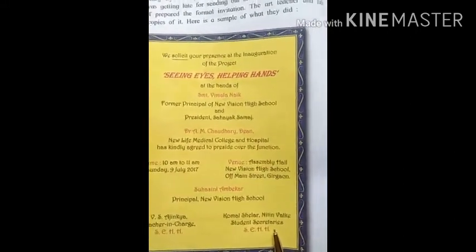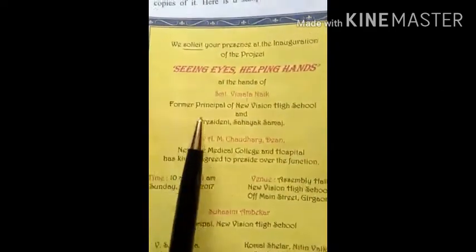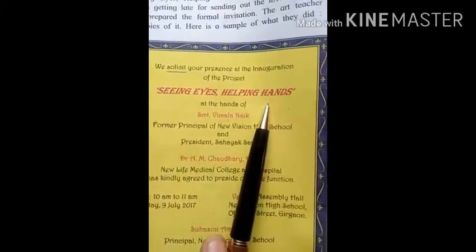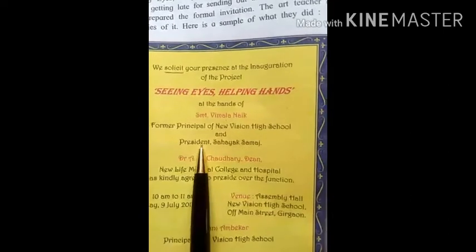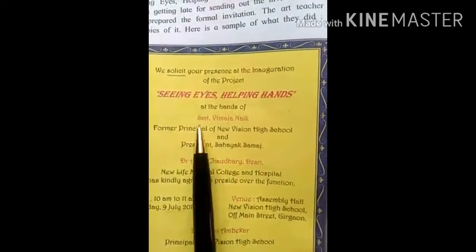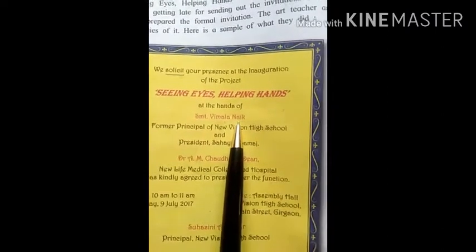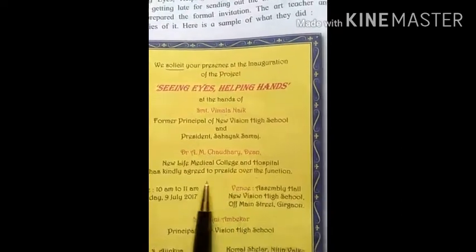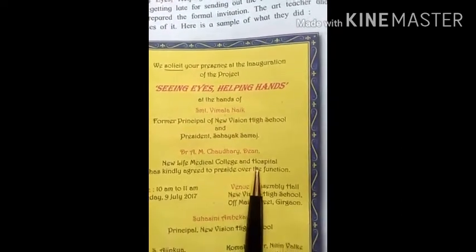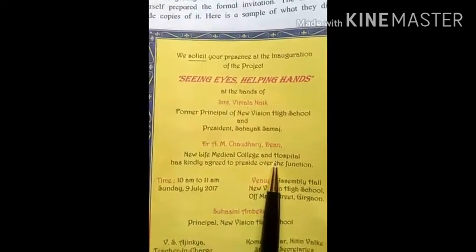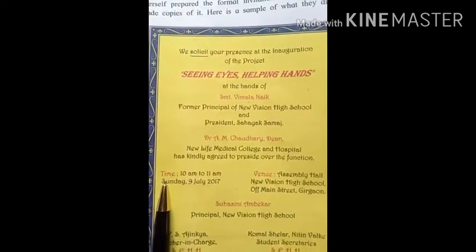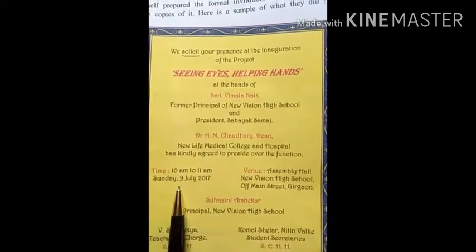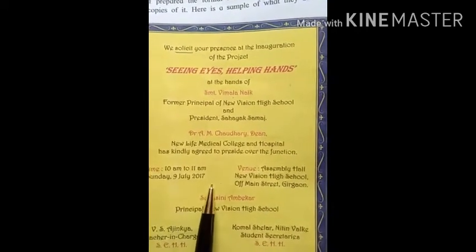Now see here what is mentioned in this. First is the name of the project, Seeing Eyes Helping Hands. Okay kids, they have also mentioned here the name of the president, that is Srimati Vimla Nayak. After that they have mentioned Dr. A.M. Chaudhary, Dean, who will be inaugurating this function. They have given his complete information. After that it includes the timing, that the inauguration will be between 10 a.m. to 11 a.m. on Sunday, that is on 9th of July 2017.